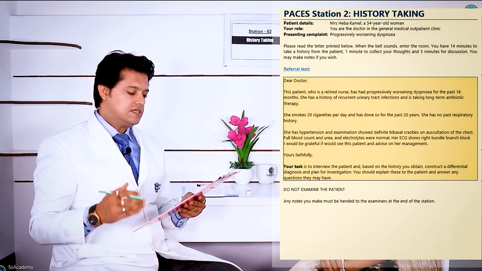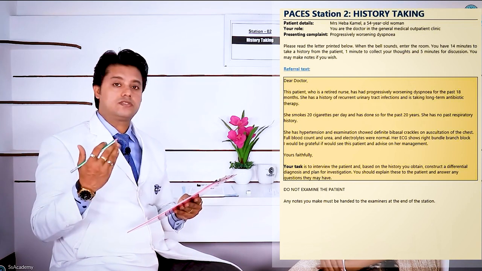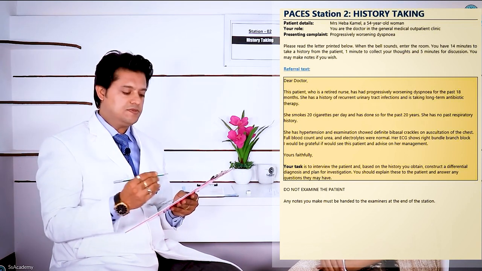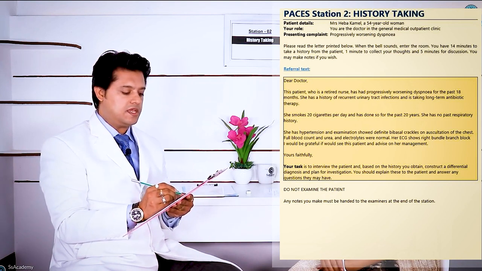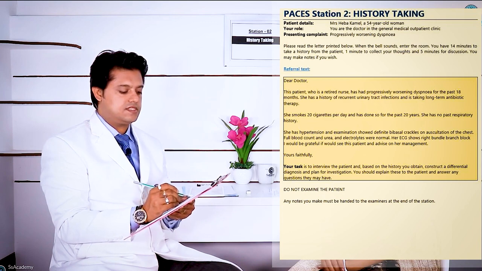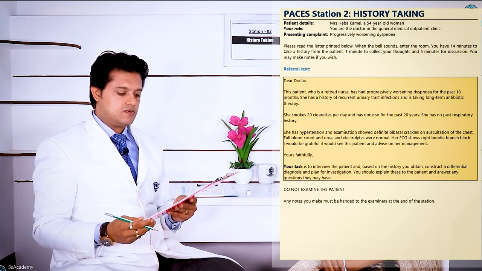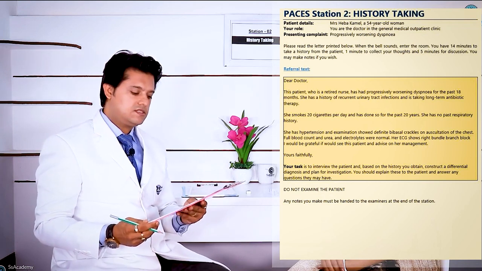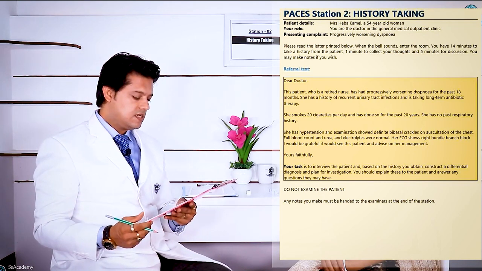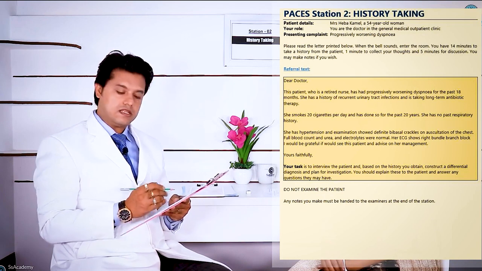She smokes 20 cigarettes per day and has done for the past 20 years. So it has been 20 pack years. Write down the 20 pack years and circle it. It's significant smoking. And she has no past respiratory history, meaning no other past respiratory history. She has hypertension, circle the hypertension.